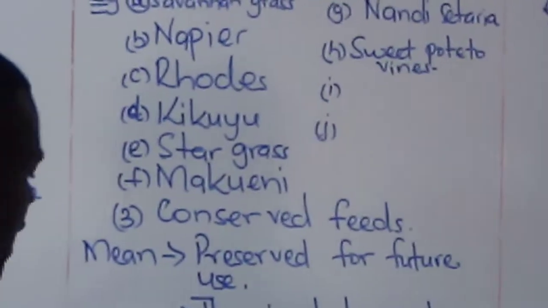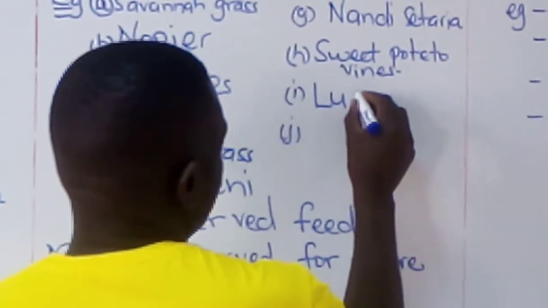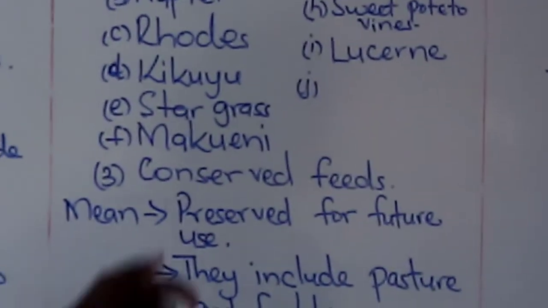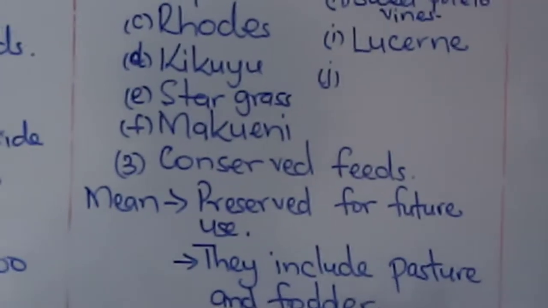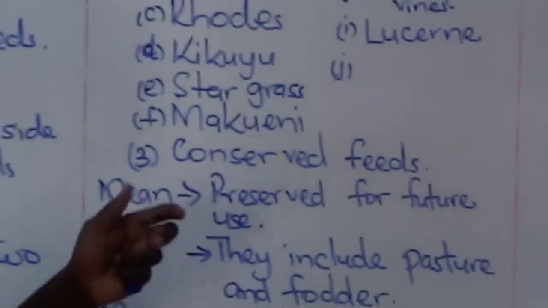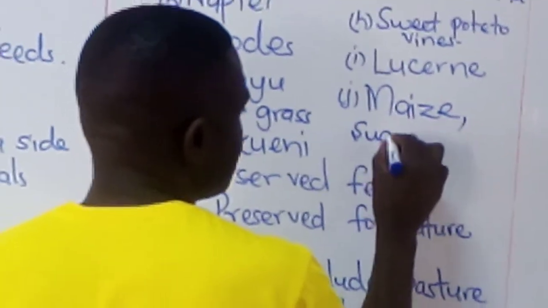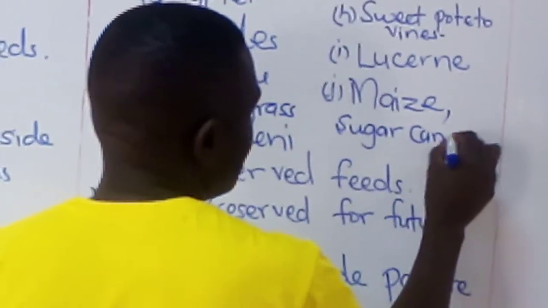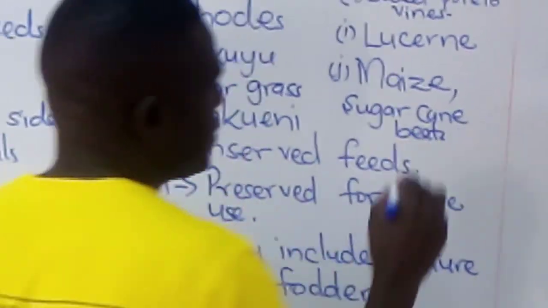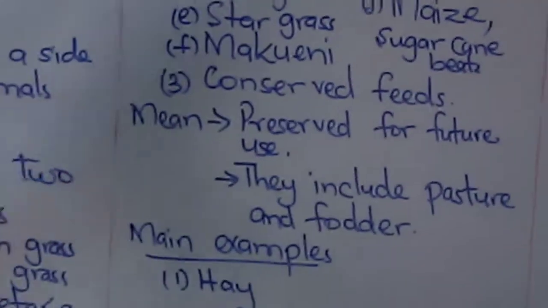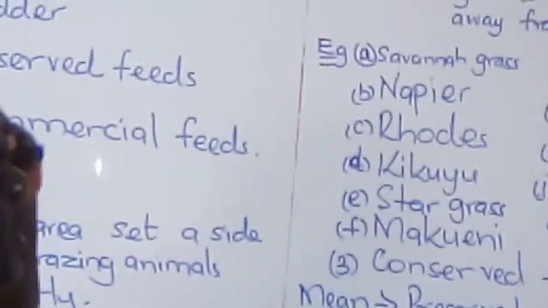And then we've got the lucerne. Lucerne is also a fodder crop. To add on, other crops like maize, green maize, and sugarcane beets are used as fodder. They are harvested and given to the animals while they are still green. Remember, fodder is harvested and given to the animals when they are still green.